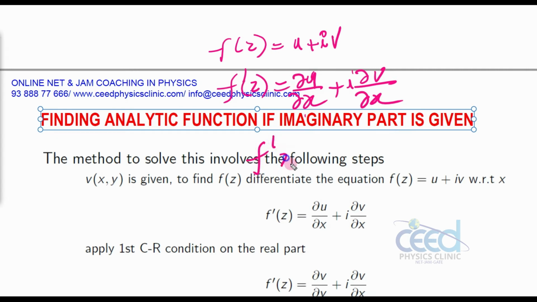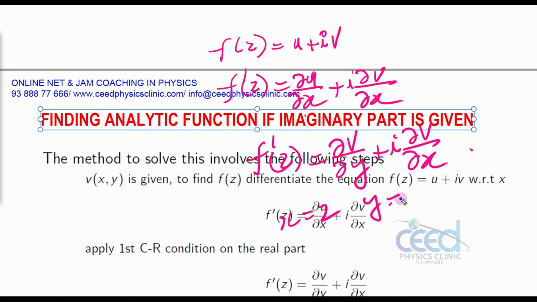So I can write f'(z) as, what is ∂u/∂x? ∂u/∂x is ∂v/∂y. By Cauchy-Riemann condition we can write this as ∂v/∂y plus i ∂v/∂x. Now I can substitute x equal to z when y is equal to 0. Then by integrating this f'(z), I can find f(z). That is the method we are going to apply here.